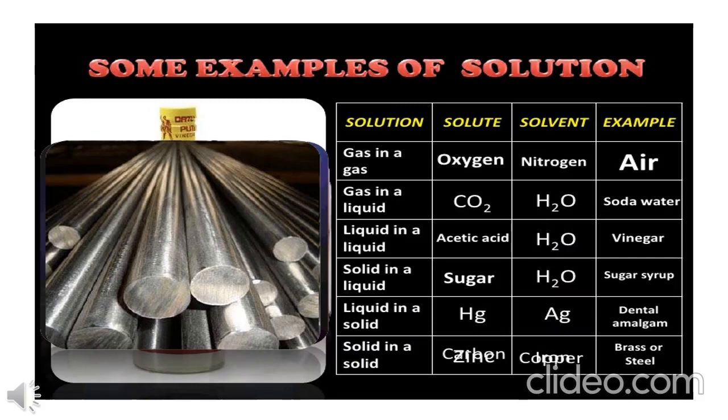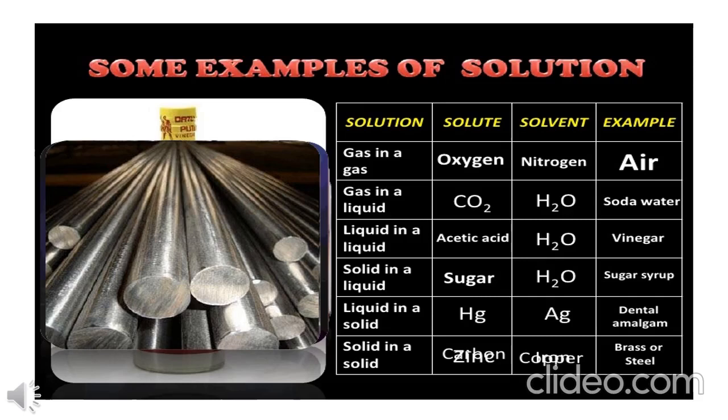Here are some examples of solutions. Let us see a gas in a gas. The best example is air. Here we have taken oxygen as a solute, and the nitrogen is present in the larger quantity, so it acts as a solvent. Another example of a solution is soda water. It is the best example for gas in liquid. So here the carbon dioxide is solute and water is the solvent.